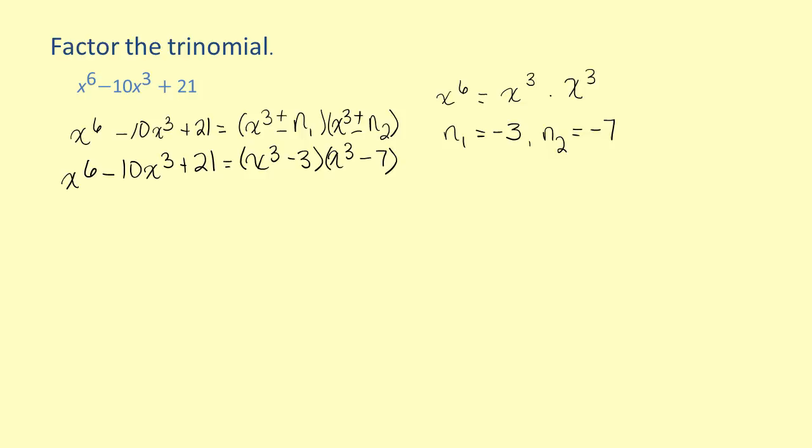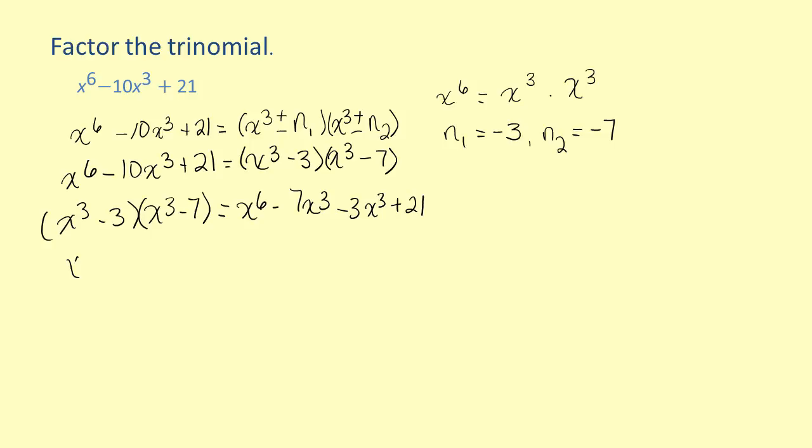To check and make sure that this is correct, use the FOIL method by first multiplying the first term of each factor, then multiplying the outside terms of each factor, then multiplying the inside terms, then multiplying the last terms, then simplify. Using the FOIL method results in the polynomial x to the sixth power minus 7x cubed minus 3x cubed plus 21. By combining like terms, you end up with the original trinomial, meaning that you factored correctly.